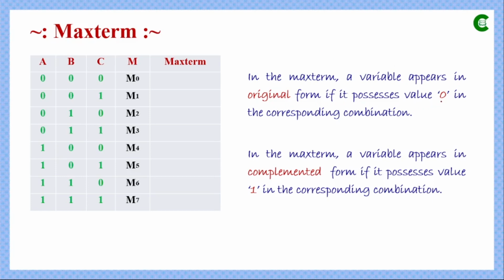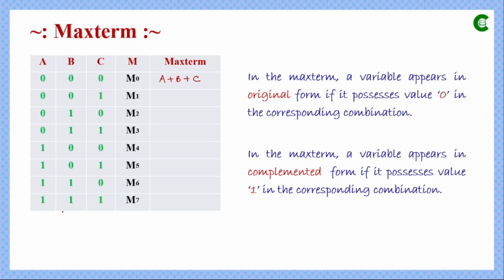That means we can say, on the other hand, if the variable possesses value 0, then it will be in the original form. So here in the first combination, as we can see, for all the logical variables, their values are 0, 0, 0. And since it is max term, we will have OR operation between all the logical variables. So this time it will be A plus B, then plus C.